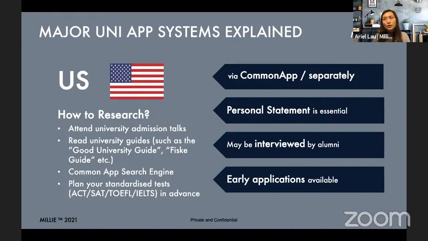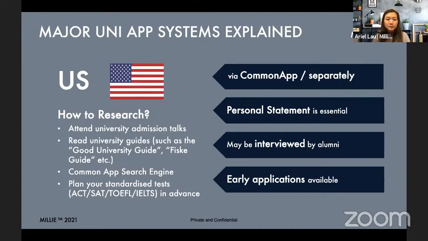And given how US universities are not as transparent as the UK universities, and a lot of the times you can't really find the grade requirements from their websites, I would also suggest university guides such as the Good University Guide or the Fiske Guide. These guides give you more qualitative information as well as the quantitative grade requirements. They would give you the average ACT and SAT score, average GPA of the school, how many points you need to achieve in your IB in order to get in and things like that. So I think that would be a more comprehensive assessment as to whether or not you're a good fit for the school.